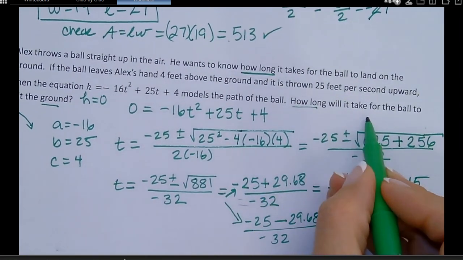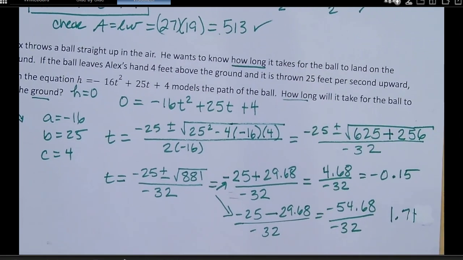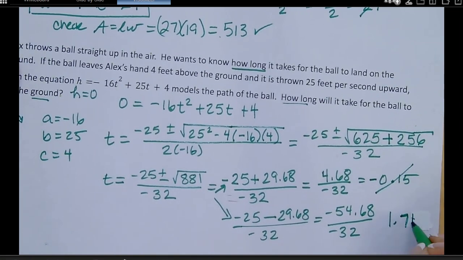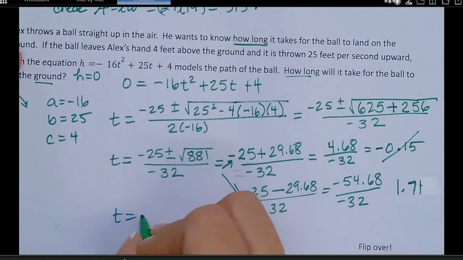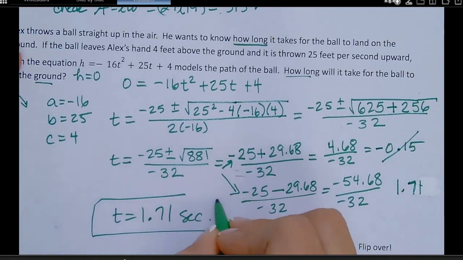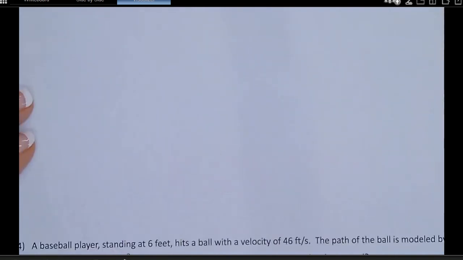Okay, the question was how long did it take for that ball to hit the ground? Well, it was either negative 0.15 seconds or it was 1.71 seconds. We're not going back in time. We're not going to use negative time. So we are going to say the time it took was 1.71 seconds. Okay, that is my answer. All right, moving on. We got 4 questions like this.